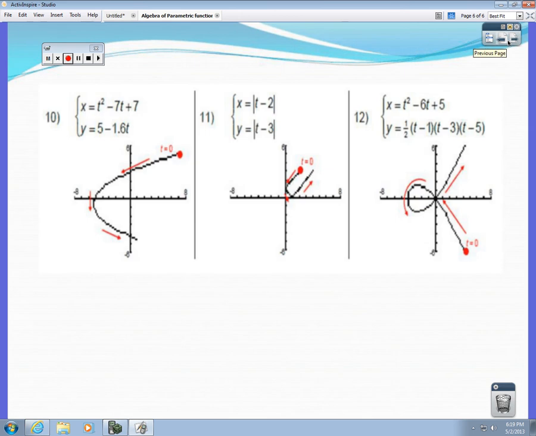Okay, here are the answers for 10, 11, and 12, and notice the arrows showing the movement. So we still want to show the movement.